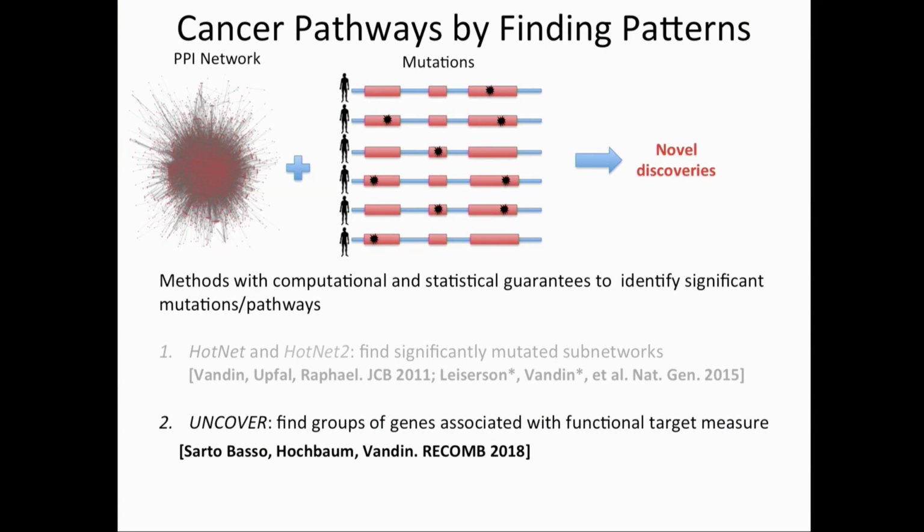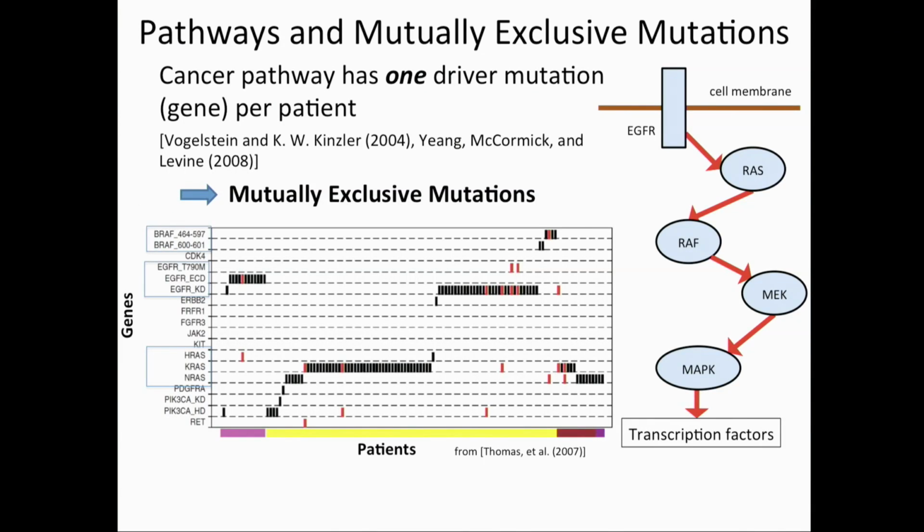So this covered the first part of the talk, and now I'm going to move to the second one, to the method Dendrix. It actually builds on an observation that mutations in a driver pathway usually are mutually exclusive.